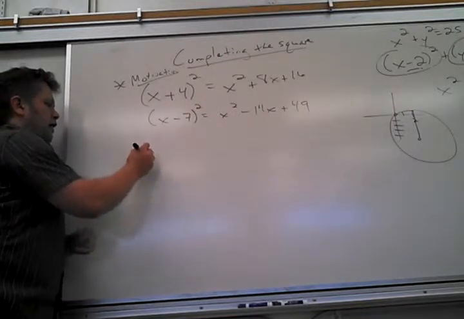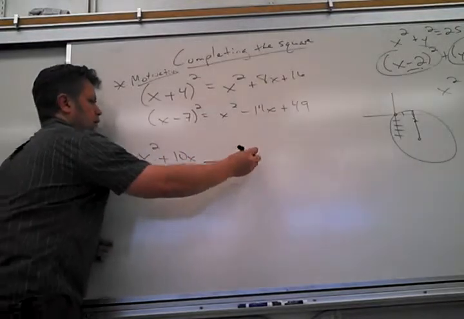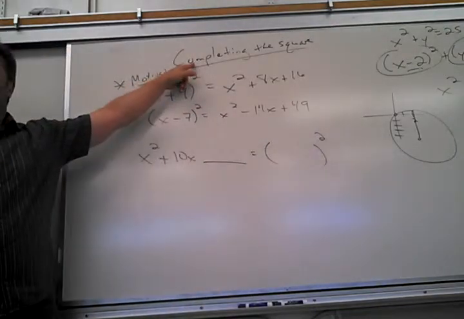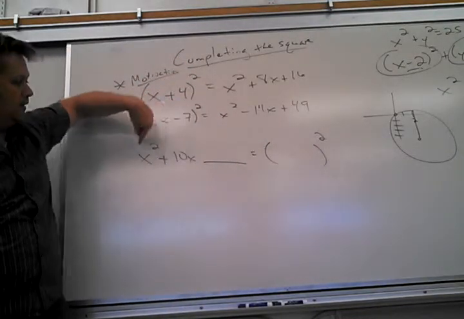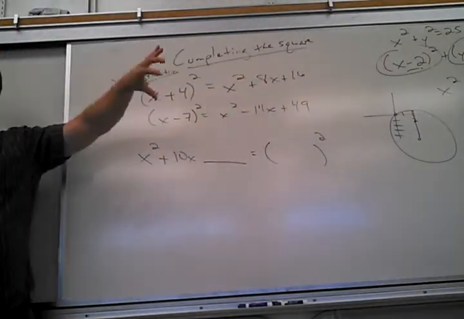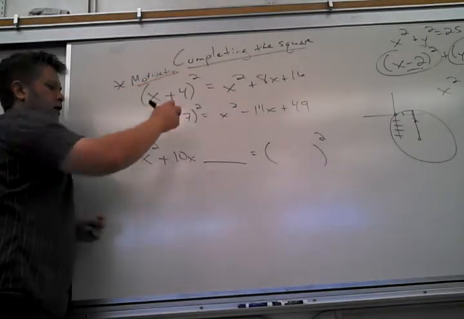It would say, if I have this, what would I have to put here to make it factor? Now you see why it's called completing the square. What do you have to put here to complete this so it can be rewritten as a square? What are the two steps? You basically undo what we saw happening up here.